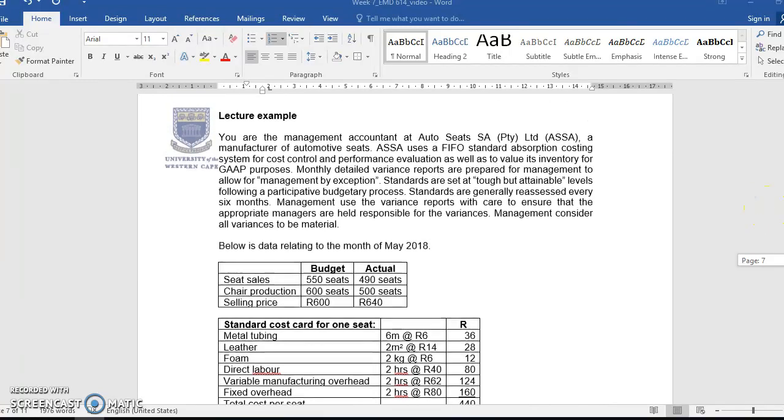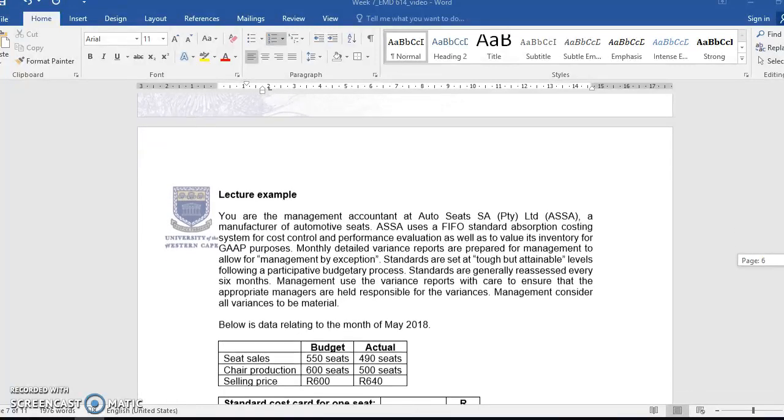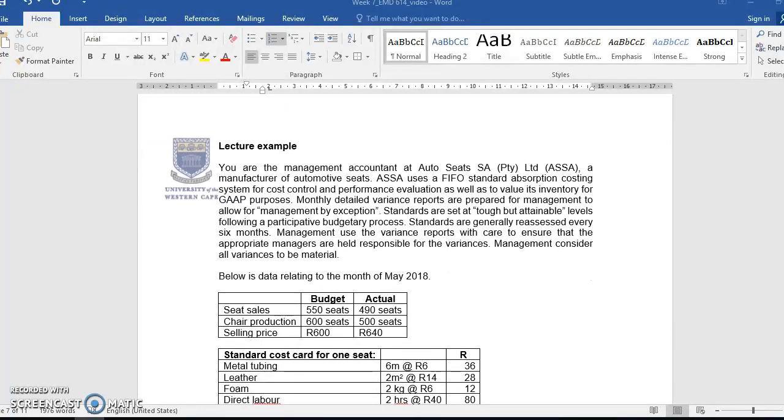Guys, welcome back. This is the lecture example for standard costing, calculation of variances, as well as the reconciliation from actual to budgeted profit. Very nice lecture example. After you've done this lecture example, you basically know all the calculation aspects of standard costing.